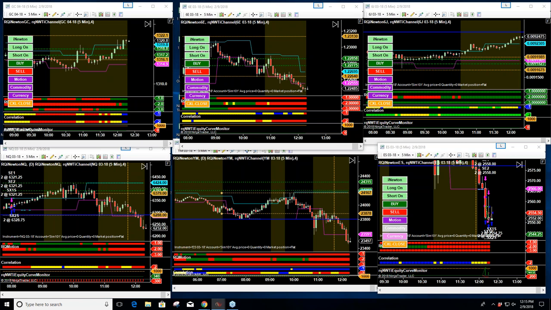Shane is asking a good question. Is there a way to disable the break even? You'd have to go in and change the setting. You want to do the stop loss only in the settings.